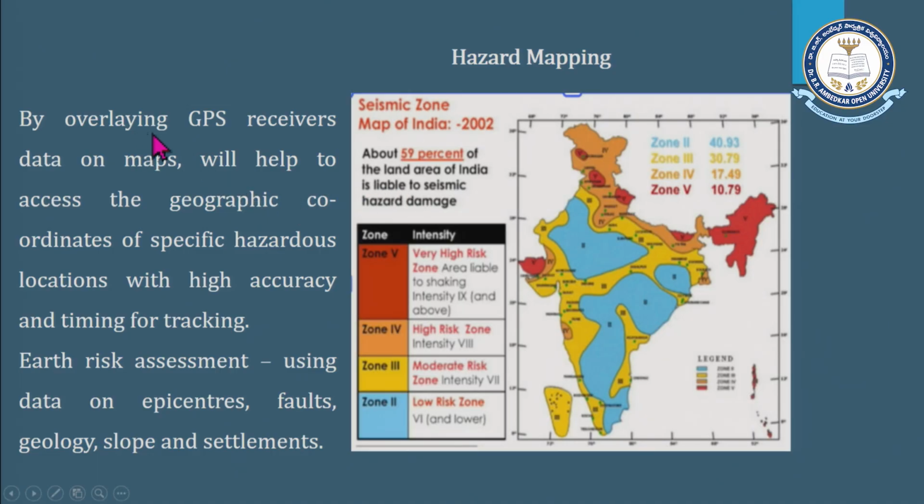By overlaying GPS receiver data and maps, we can access the geographic coordinates of specific hazardous locations with high accuracy and timing for tracking. So using data on epicenters, faults, geology, slope and settlement, we can make an earthquake risk assessment. And then another application is called threat maps of cyclones.